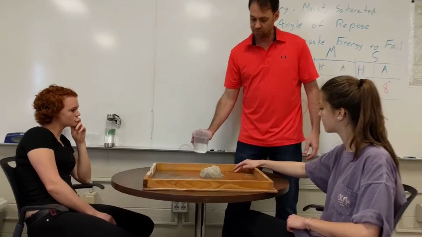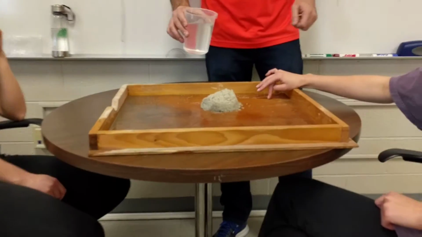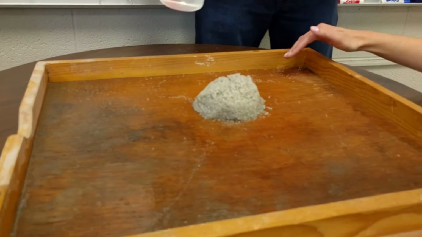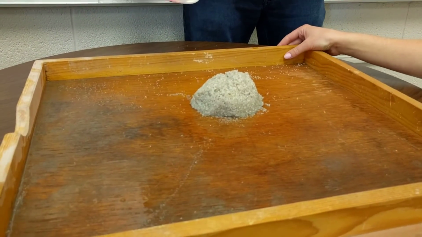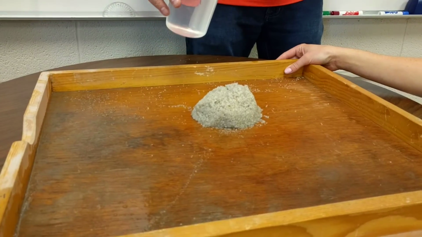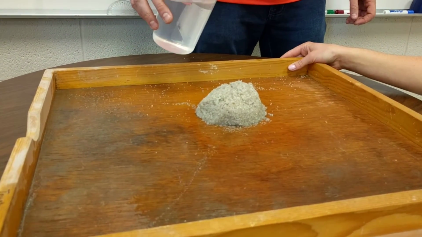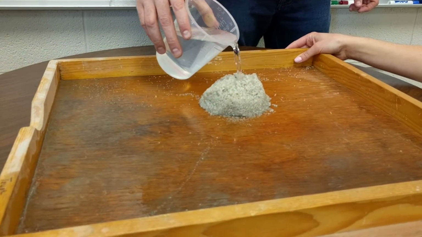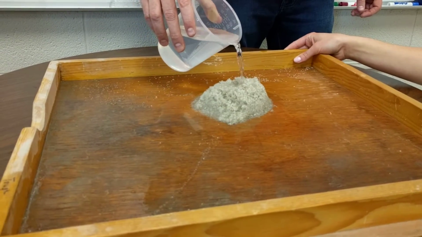So what I'm going to try and do is pour this in and have Lucy shake it to create an earthquake to see how much relative energy is required to fail the slope in a saturated state. So Lucy, if you would start to shake, go ahead.